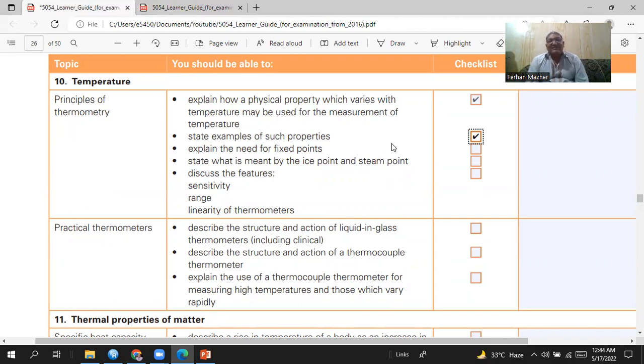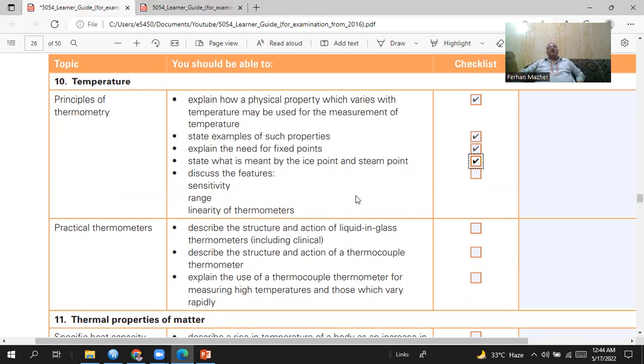Then you divide the distance between the lower fixed point and the upper fixed point into 100 equal parts. And you see that will be a thermometer calibrated in degrees Celsius. So you should know how this ice point and steam point are got.